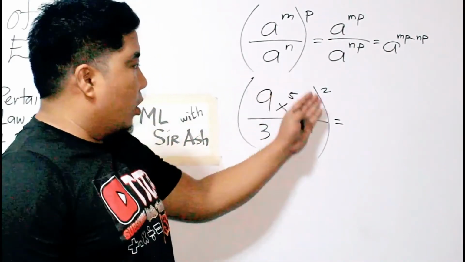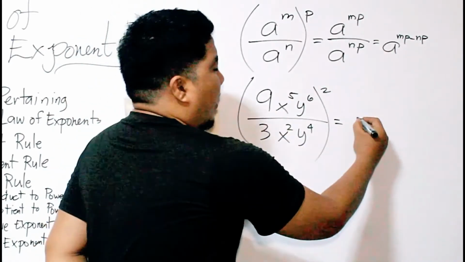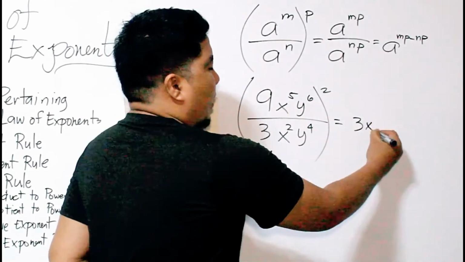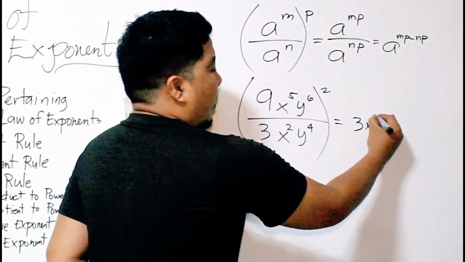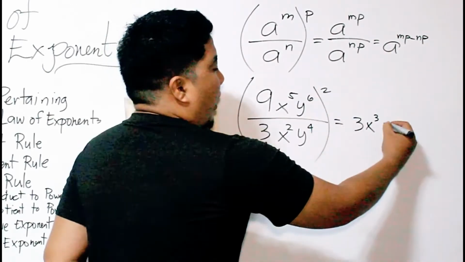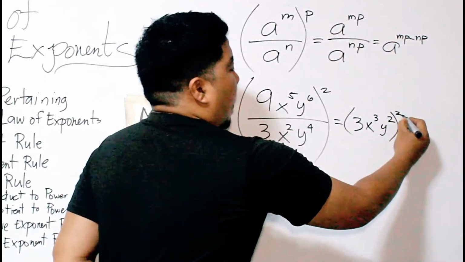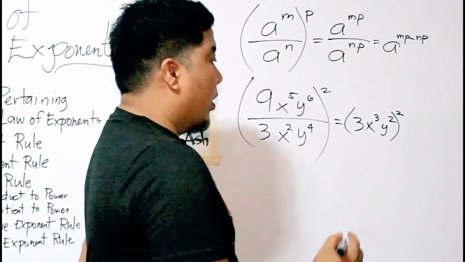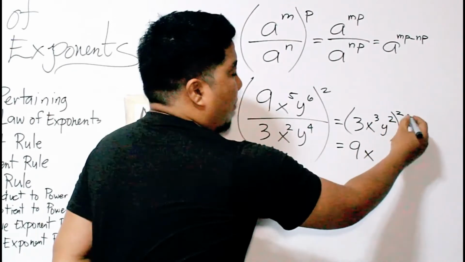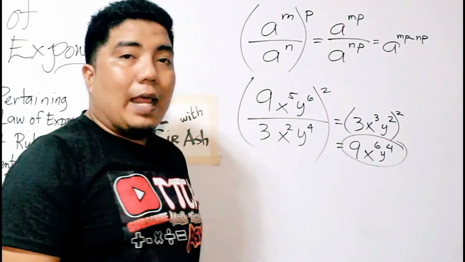Let's consider first simplifying what is inside the parentheses. So 9 divided by 3, that is 3. x to the 5th and x squared here, you just copy x and subtract the exponents, so that is x cubed. y to the 6th over y to the fourth, you subtract 6 minus 4, and that will give you y squared. And then since this is raised to the second power, the final answer will become 9x to the 6th, 3 times 2 is 6, y to the 4th, 2 times 2 is 4. So this is your final answer.